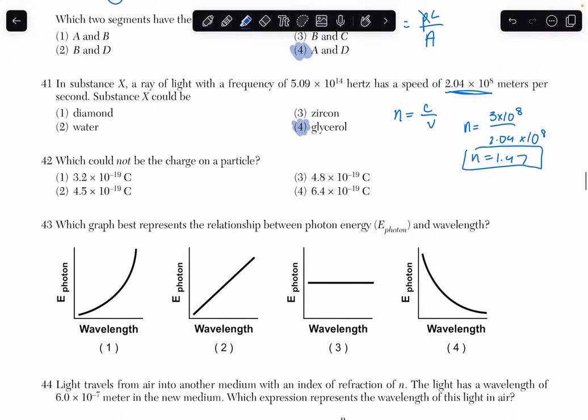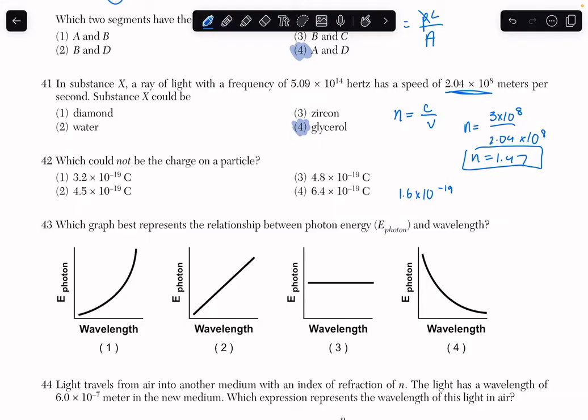Now, 42. Which could not be the charge on a particle? So when it says the charge on a particle and it gives you all these different numbers, you have to figure out what an elementary charge is. That is also just like the simplest number for a charge. And if you look on the reference table, an elementary charge equals 1.6 times 10 to the negative 19th. So we have to find out which one of these cannot be this.